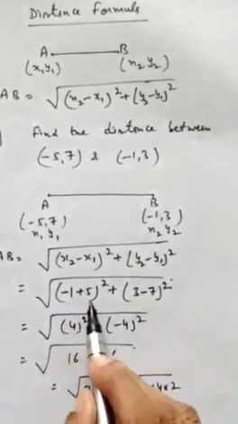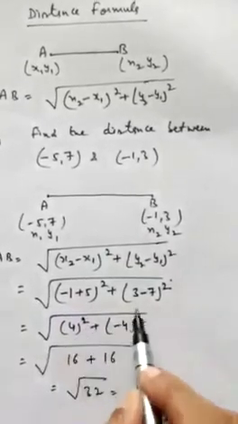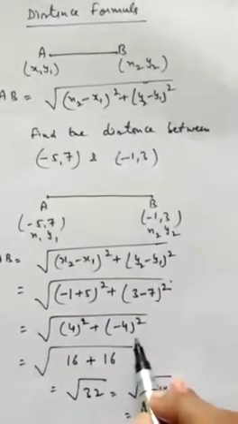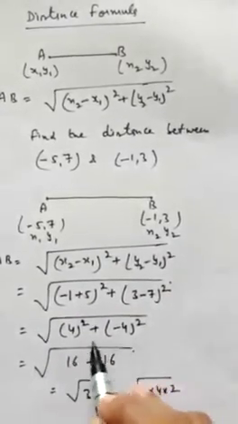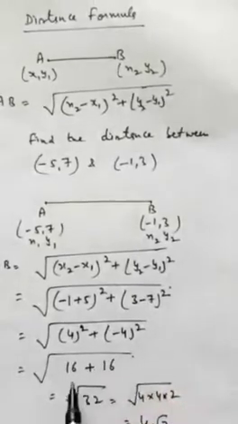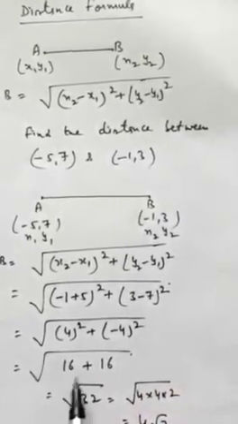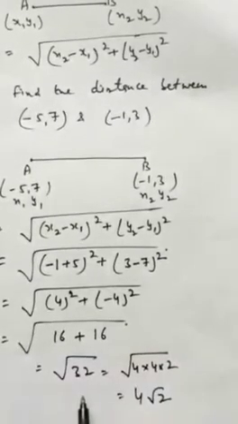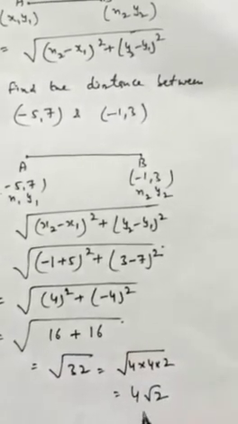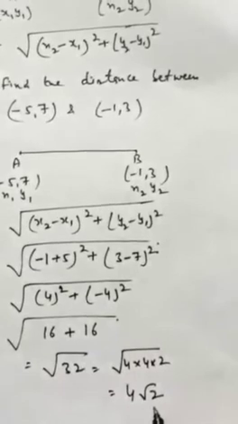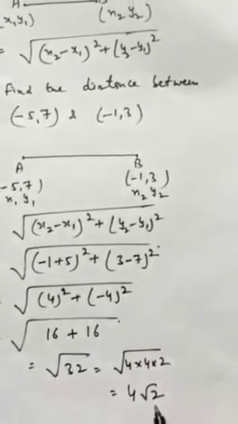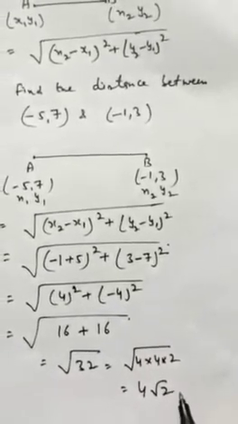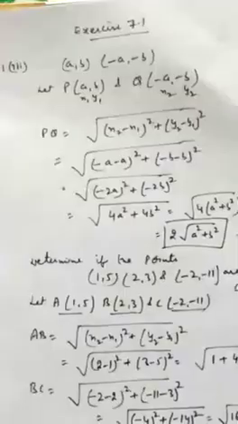Now minus 1 plus 5 will be 4, and 3 minus 7 is minus 4. But when we take their whole squares, it will be positive. It is root of 16 plus 16, that is root 32, and after factorization it becomes 4 root 2. So the length of AB will be 4 root 2 units.